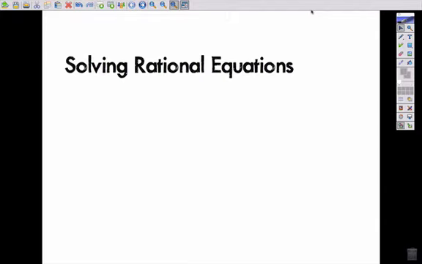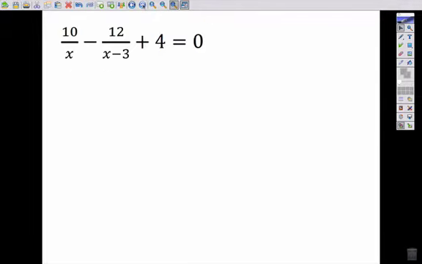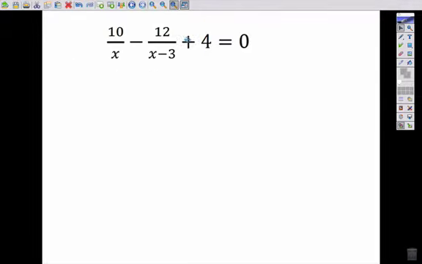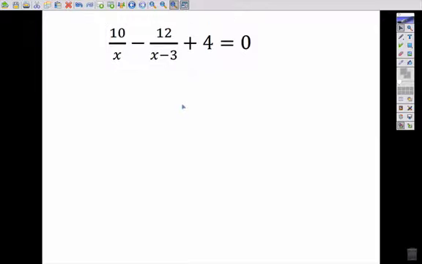All right, we're going to look at solving rational equations, and that just means we're solving equations that involve fractions, and then they involve the type of fractions that we've been simplifying and adding, subtracting, multiplying, and dividing. So let's look at this example. 10 over x minus 12 over x minus 3 plus 4 is equal to 0.